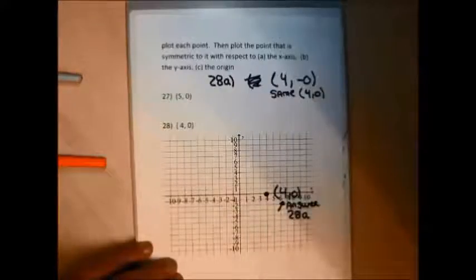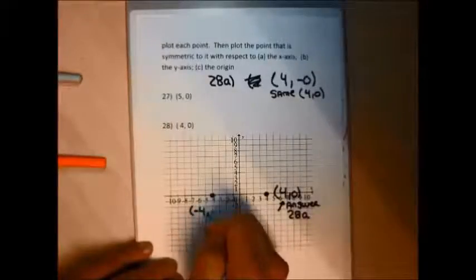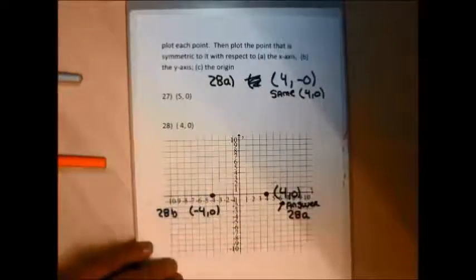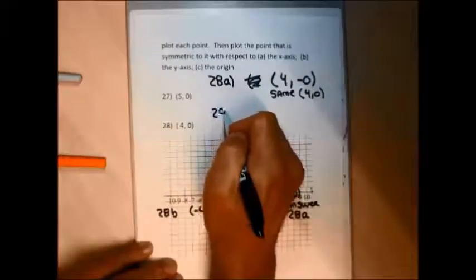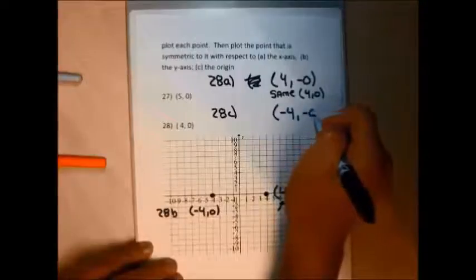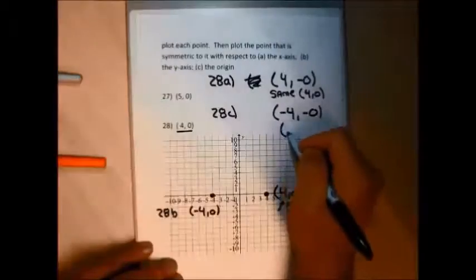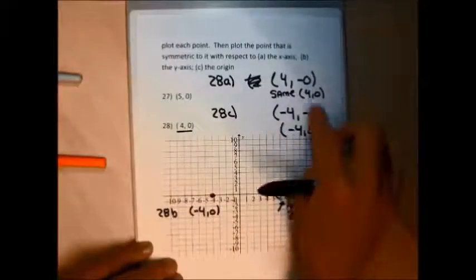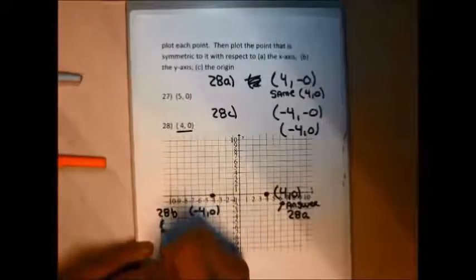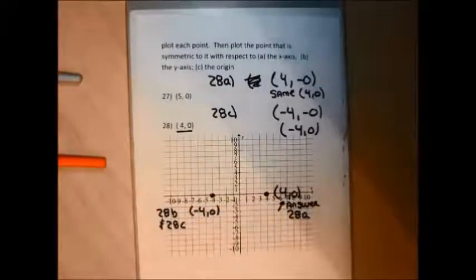For 28b, I change the sign of the x to negative 4, and I get the point (-4, 0). So that's going to be the answer for 28b. And for 28c, I change the sign of the x and the sign of the y, so I get the point (-4, -0). And that's the same as (-4, 0), because negative 0 is the same as 0. So this point right here is also the answer to 28c. So when points are on an axis, the symmetry is a little bit trickier.